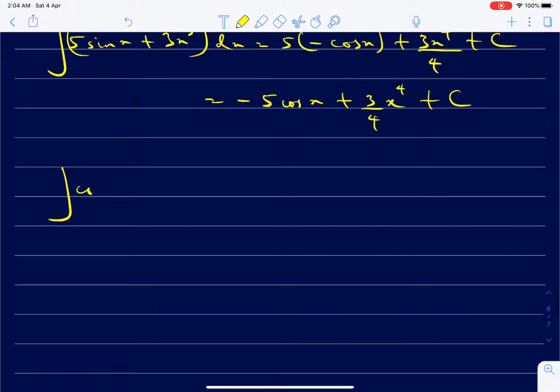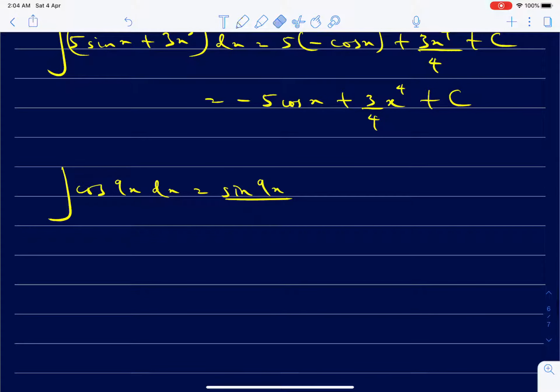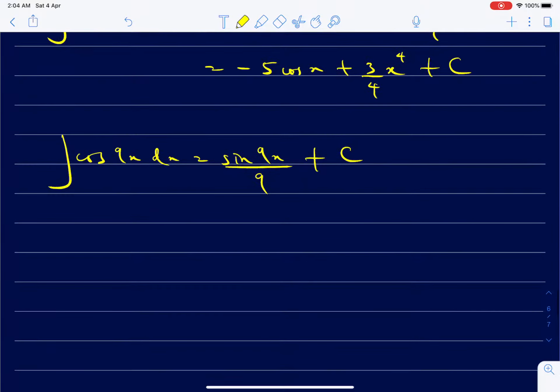Evaluate the integral of cos 9x with respect to x. This is the same as sine 9x divided by 9 plus c. And the rule here is when you are integrating a function of a linear function of x, just integrate normally and divide by the coefficient of x.